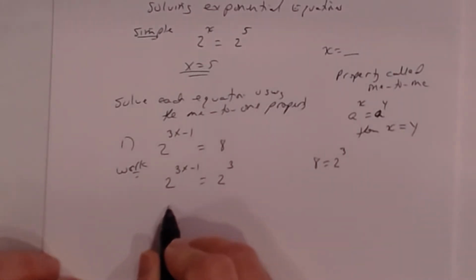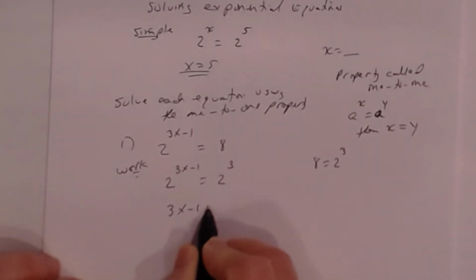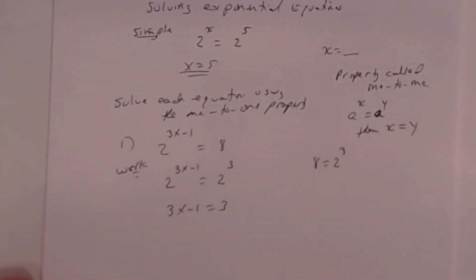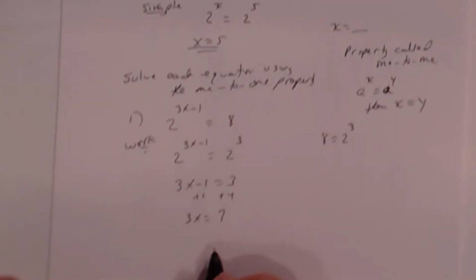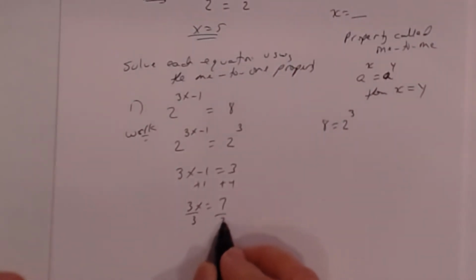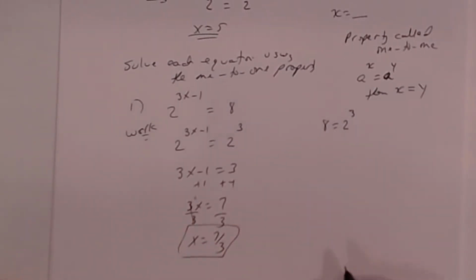So now you're going to write this. You're going to say 3x minus 1 equals 3. And you solve for x. So notice you have a very simple linear equation to solve. You're going to add 1 to both sides. So you get 3x equals 7, right? And then divide both sides by 3. You found x. So your solution is 7/3. You're done. Now let's check it.